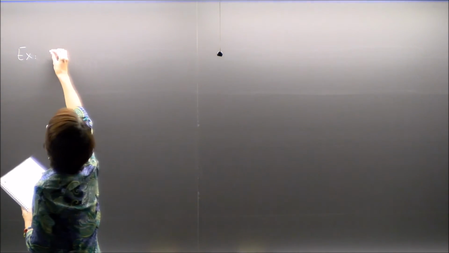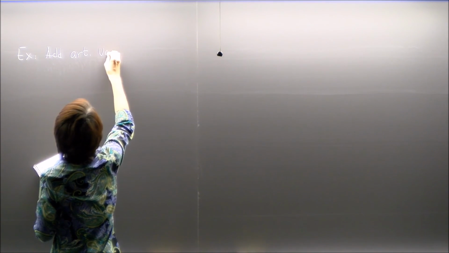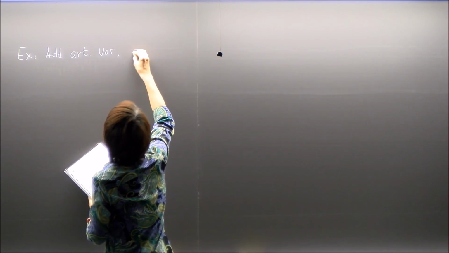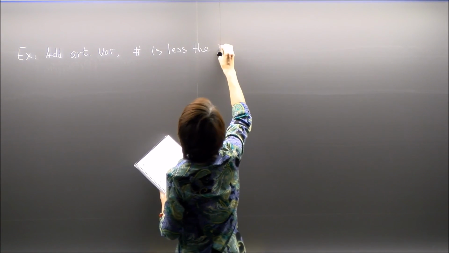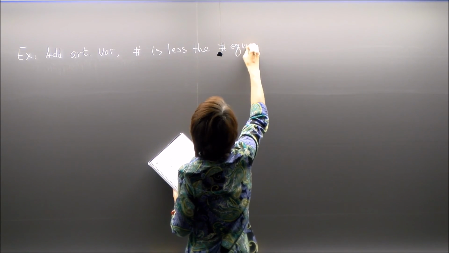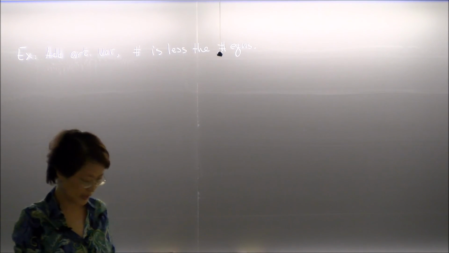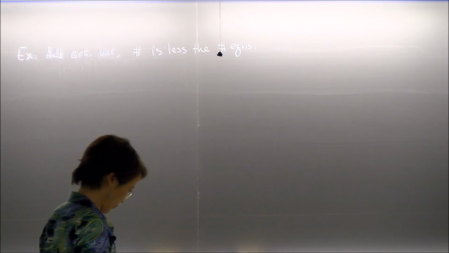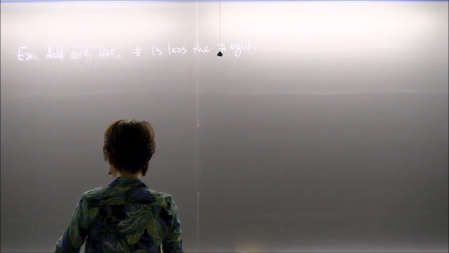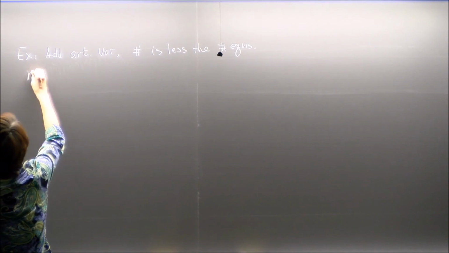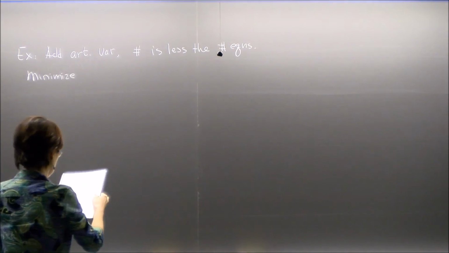So add artificial variables, where the number of them is less than the number of constraints or equations. You will see what I mean when I set it up. Okay, so let's see. We want to minimize the following.